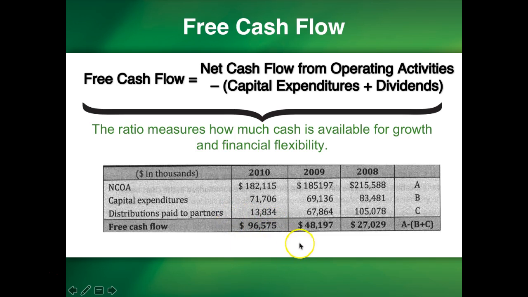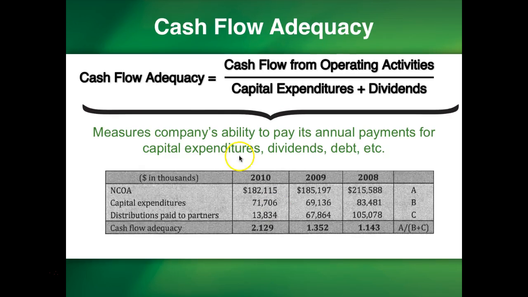Cedar Fair's free cash flow was especially impressive in 2010. That was due to a significantly lower distribution to partners, which makes sense given the fact that the company faced losses. Cash flow adequacy equals net cash flow from operating activities divided by the sum of capital expenditures and dividends paid. The ratio measures the company's ability to pay its annual payments for capital expenditures, dividends, debt, etc. Cedar Fair's cash flow adequacy was good all 3 years because it was above 1. However, it was especially impressive in 2010.